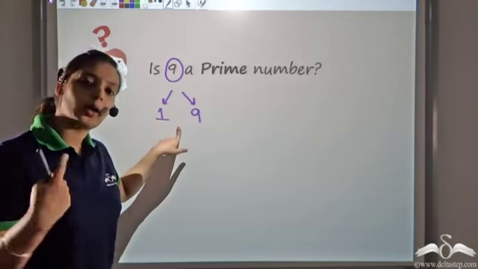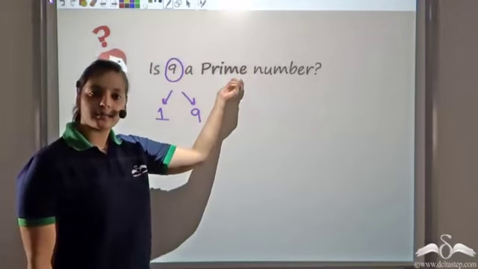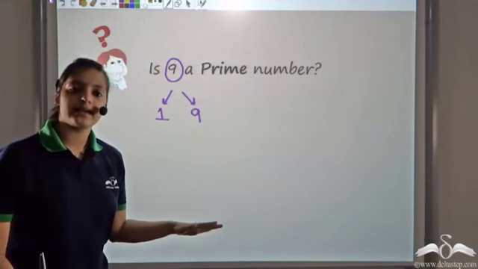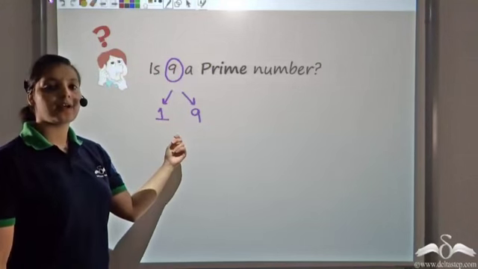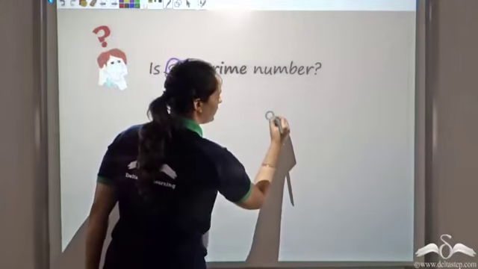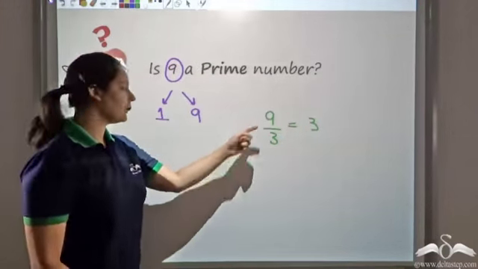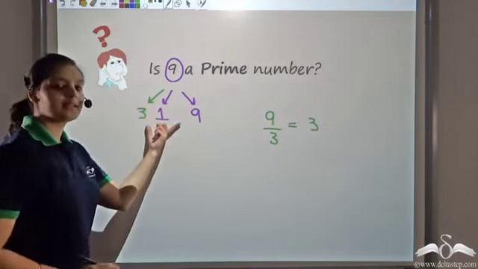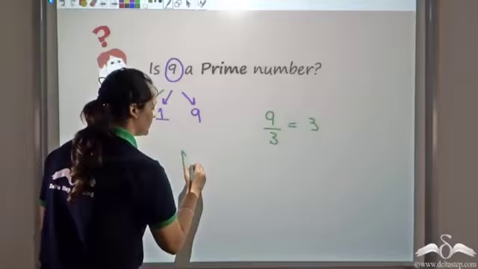Now if I can find one more factor, that is one more number that divides 9, then it would not be a prime number because I would have more than two factors. And if I cannot find any such number that divides 9, I would be left with only two factors. Exactly two factors would be a prime number. But I know that 9 divided by 3 is 3. So 3 perfectly divides 9. So there is another factor apart from 1 and 9, which is 3. Since it has more than two factors, does not have exactly two factors, it is not a prime number.